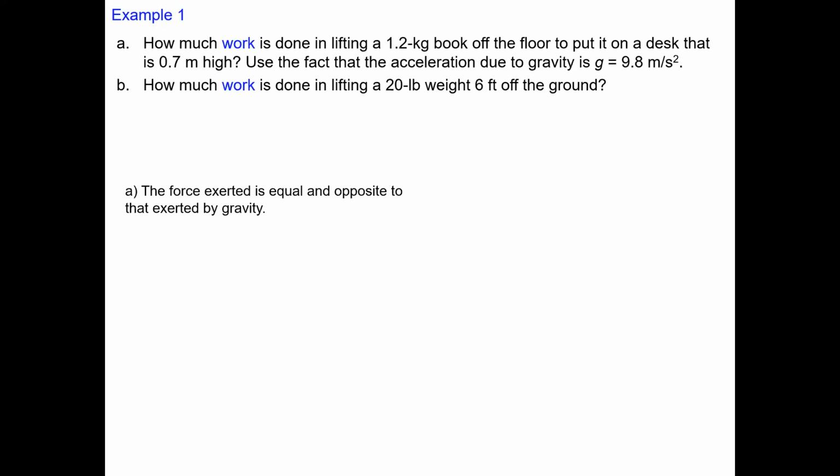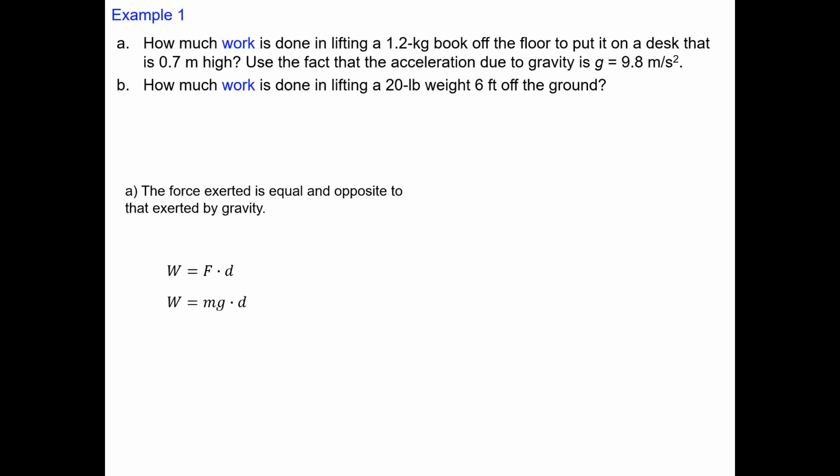Now let's look at a really easy question. Example number 1. How much work is done in lifting a 1.2 kilogram book off the floor to put it on a desk that is 0.7 meters high? Use the fact that the acceleration due to gravity is 9.8 meters per second squared. As we know, work is defined as force times distance.